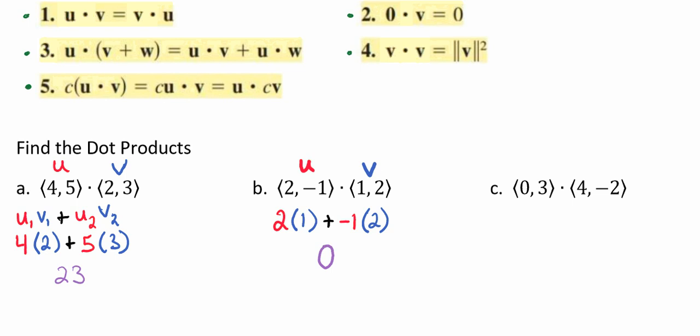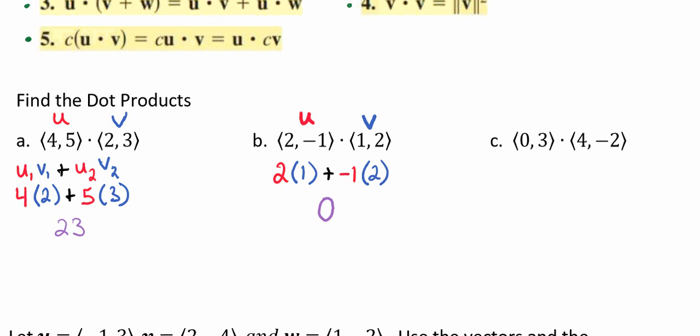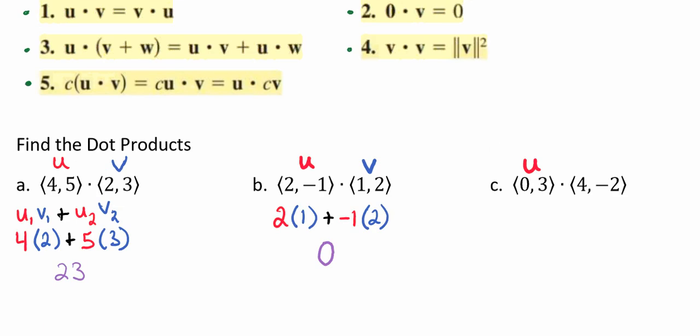Let's go ahead and try our third example, letter C, with a vector u of 0, 3 for components, and a vector v with components of 4 and negative 2. So let's plug our numbers in and see what we get. So we have 0 times 4 and 3 times negative 2, which is going to give us a value of negative 6 for our scalar. And that's how you find the dot product when you're multiplying two vectors.